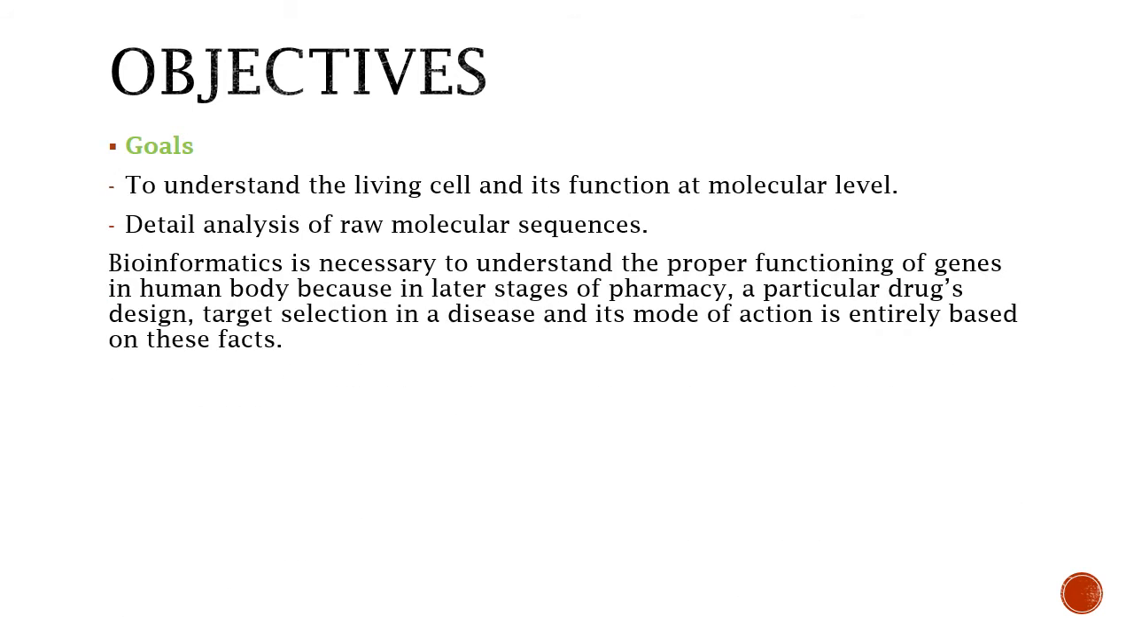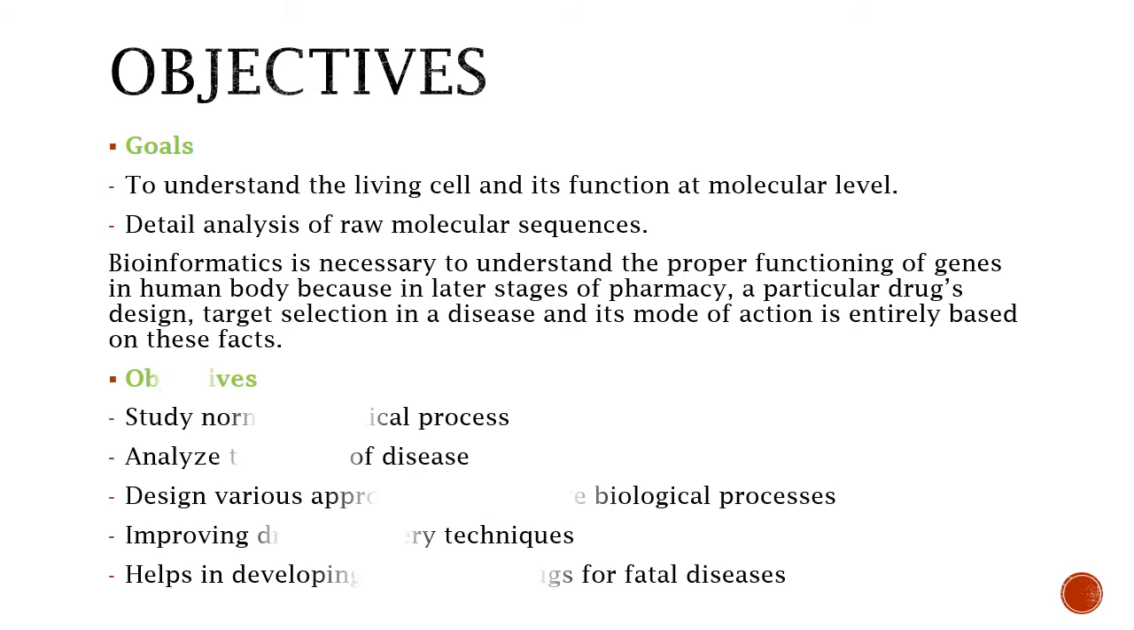So first, the goals are to understand the living cell and its function at a molecular level, and detailed analysis of raw material sequences. Bioinformatics is necessary to understand the proper functioning of genes in the human body, because in later stages of pharmacy, a particular drug's design, target selection in a design and its mode of action is entirely based on these facts.